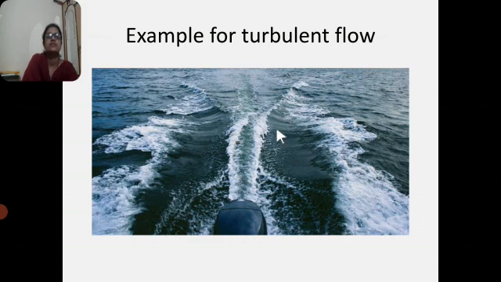Consider this figure. The water flowing out of the jet moves randomly. It is not regular, and the velocity is not constant, so magnitude and direction change. So this is about streamline motion and also turbulent motion.